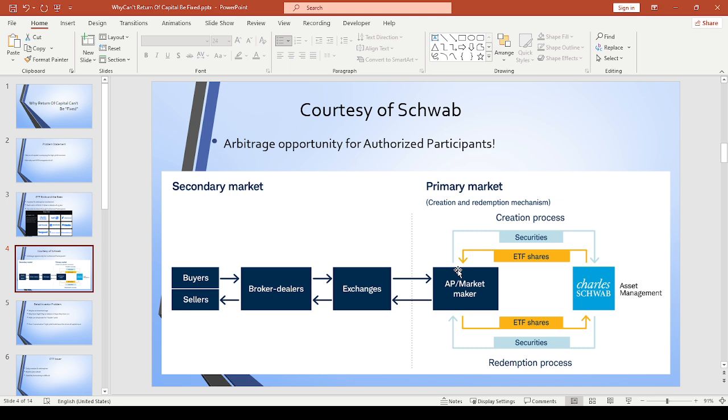So let's say, for example, your Tesla ETF is supposed to be worth $10, but it's trading at 990.